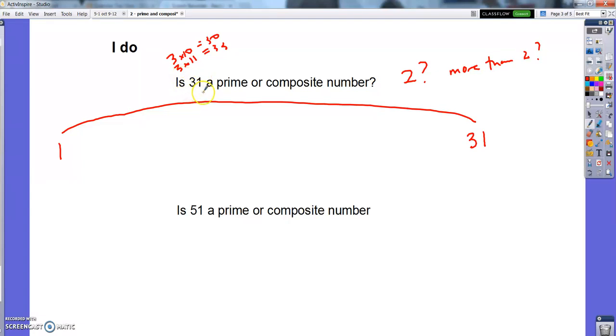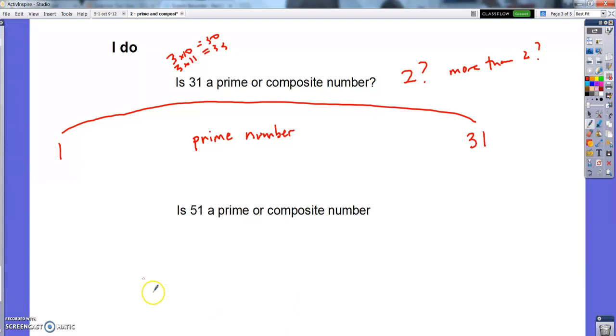6 times 5 is 30, but 6 times 6 is 36. 7 is not. 8 is not. 9 is not. And what I'm going to find if I keep going, there's nothing else. There's just the number 31 and 1, and that's it. So that is called a prime number. It has one factor pair, and that's it.